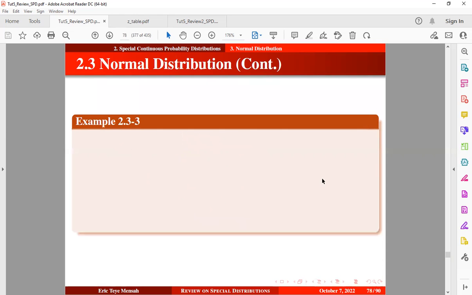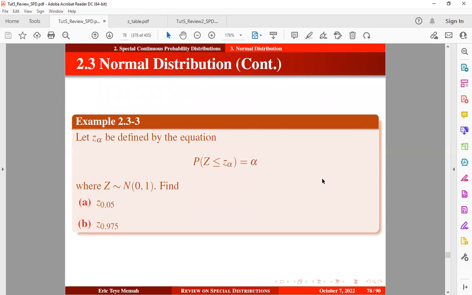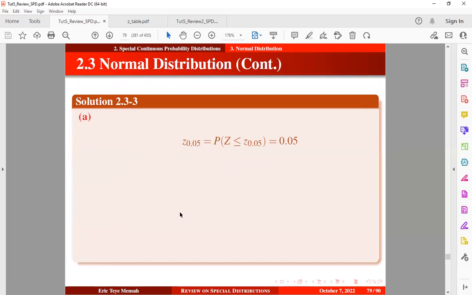So let's try and take another example. Let z alpha be defined by this equation, where z is following the standard normal distribution. So I want to find z 0.05 and also z 0.975. Okay, so how do we do this? This can be expressed in this form. This is basically similar to the example we just saw. So we are trying to look for the z-score that has an area of 0.05.